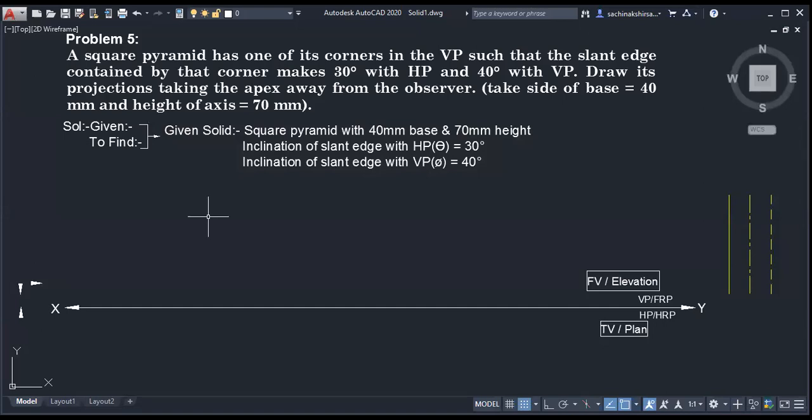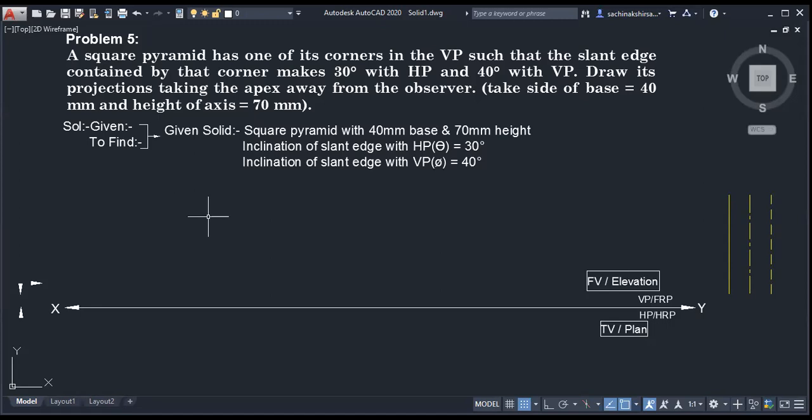Next, where does this solid lie? Is it in VP or is it in HP? In VP. Very good. So how does this solid lie? Where it lies and how it lies is most important. On its corner. On its corner means what we have to draw? One of the corners which will be most towards the right hand side.